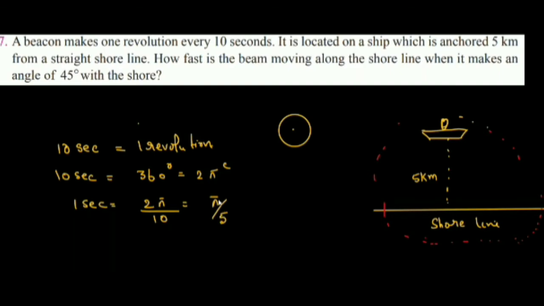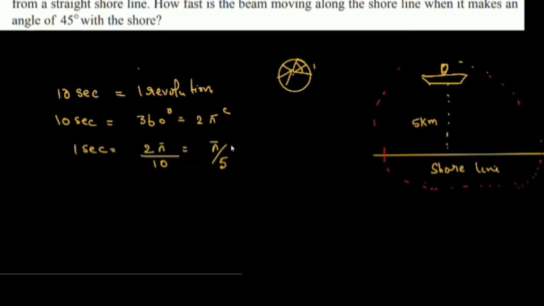Pi is 180, so 180 by 5 gives you 36. So in 1 second it is making 36 degrees. In the second second it makes 72 degrees, and so on for the fourth second, the fifth. In 10 seconds it makes one full revolution. So in 1 second it makes pi by 5 radians.